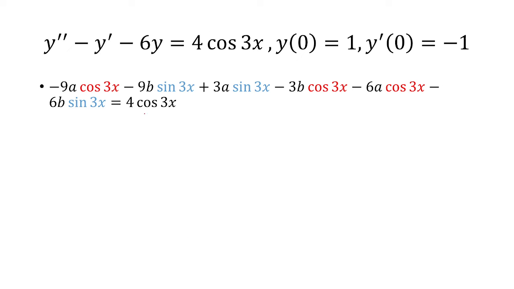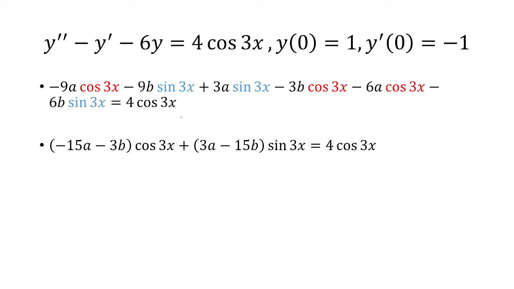Okay, now I color coordinate the cosine 3x and the sine 3x. So for cosine 3x, we have negative 9a minus 6a, that's negative 15a, and then minus 3b. For sine 3x, we have negative 9b minus 6b, that's negative 15b, and then we have a 3a left over. And so that's going to equal 4 cosine 3x. At this point, there's no sine 3x on the right, so we're going to set 3a minus 15b equal to 0, and then the cosine part is going to equal 4.